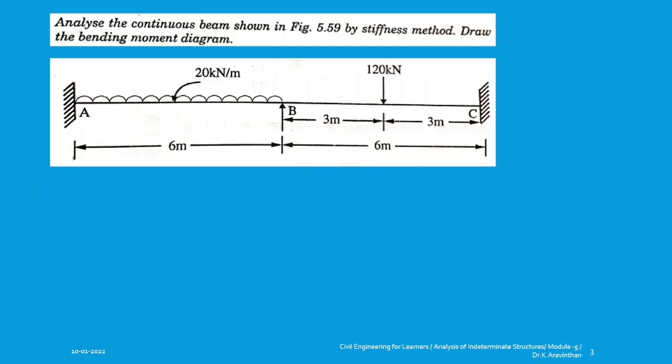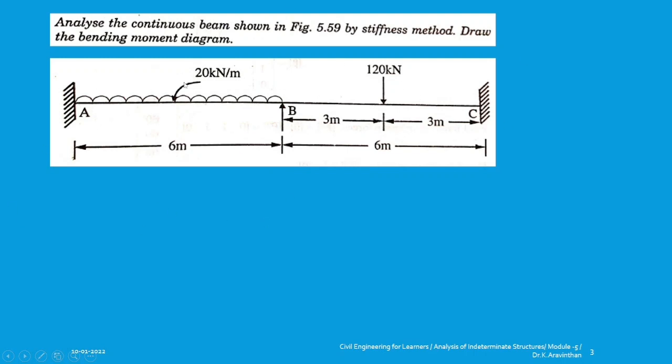Now let us take a problem. Analyze the continuous beam as shown in figure by stiffness method. Draw the bending moment diagram. See, you can find the difference between previous problem and this problem. The same type of beam is given. This is a continuous beam.